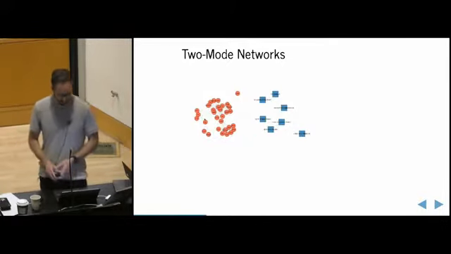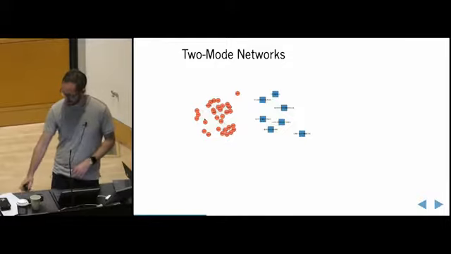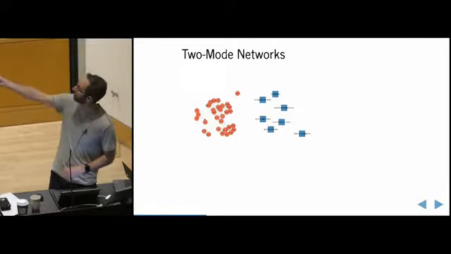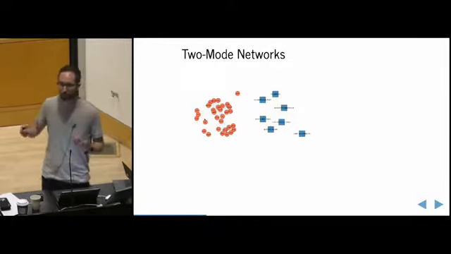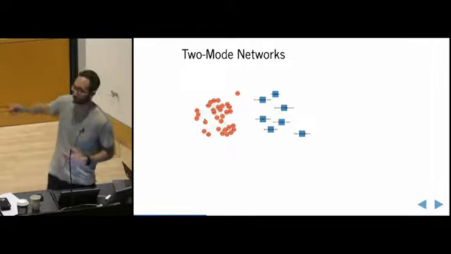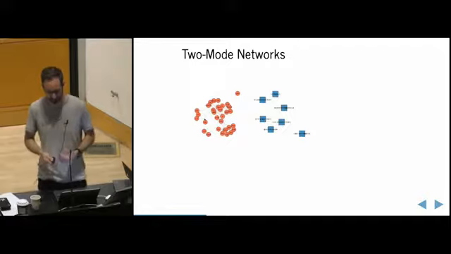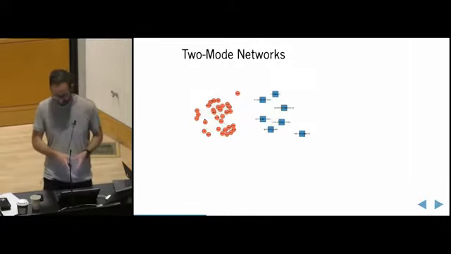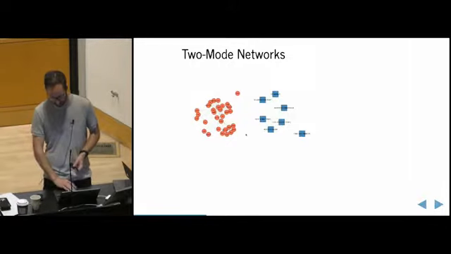So here's an example of the word-based projection of a text network, where we're grouping words by how often they occurred across newspapers. And here's the newspaper-based projection, where we're grouping newspapers based on how similarly they talked about the moon landing.